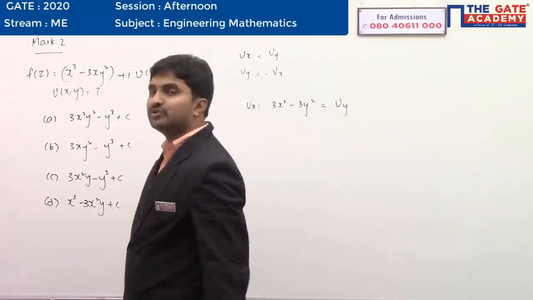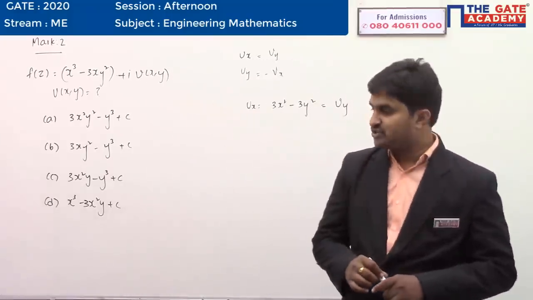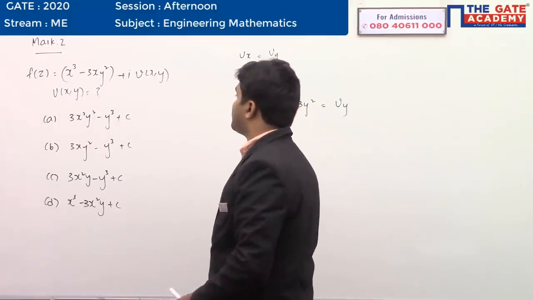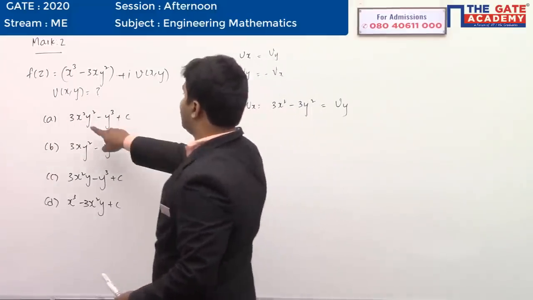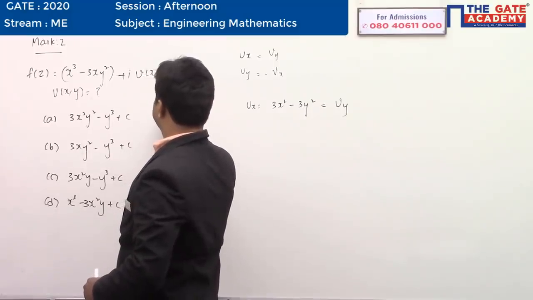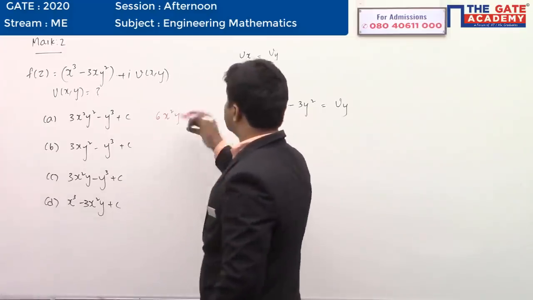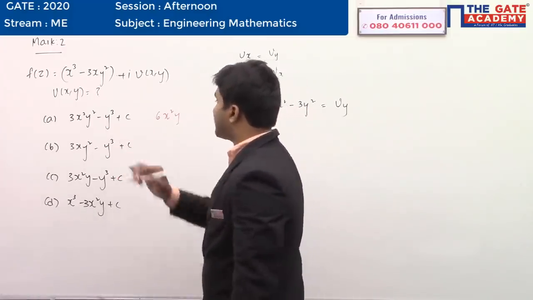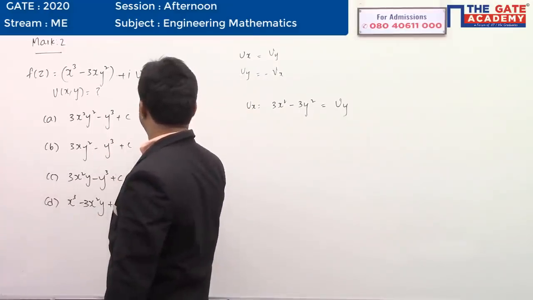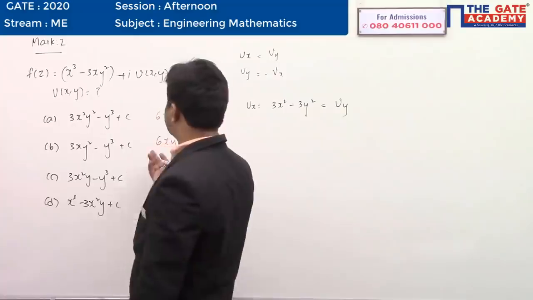Is the first option going to satisfy? Please check. What is the first option? 3x square y square minus y cube. So vy, derivative of this with respect to y, is equal to 6x square y. This term is not there. It means first option cannot be the answer. Second option, you have derivative with respect to y is going to be 6xy. We don't have this term also.